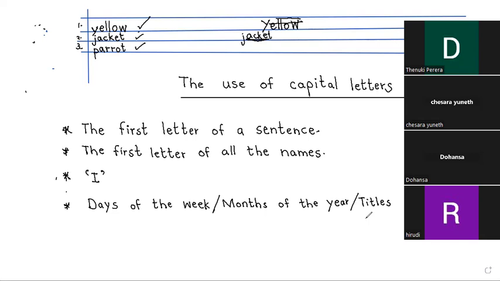Only in these given places do you write letters as capital letters. These are just examples. First letter of a sentence, new sentence, right? First letter of all the names, I, wherever you write, days of the week, months of the year, titles. All other words, letters you want to write in small letters.